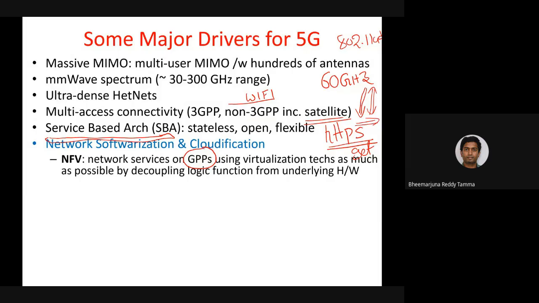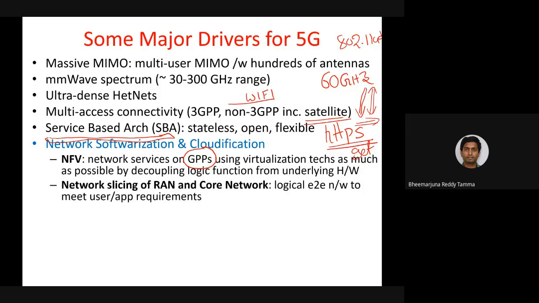When we're talking about NFV, NFV is nothing specific to 5G, but 5G is the first technology where 3GPP is embracing the NFV context for cellular networks. And the next one is network slicing, where you are talking about slicing both the RAN, that means the radio access network, and also the core network.